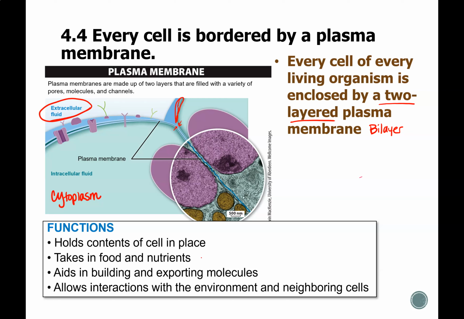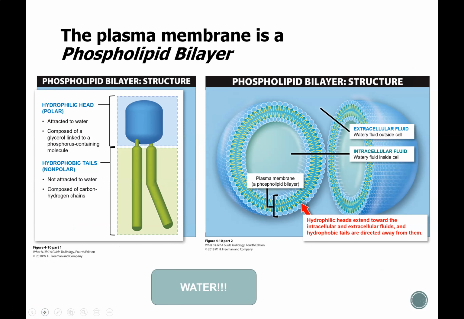And then finally, the plasma membrane allows interaction with the environment and the neighboring cells. So it not only encloses the cell, but also protects it and allows for communication and exchange of products amongst the greater environment inside an organism or with neighboring cells. The plasma membrane that surrounds the outside of all of our cells is called a phospholipid bilayer.